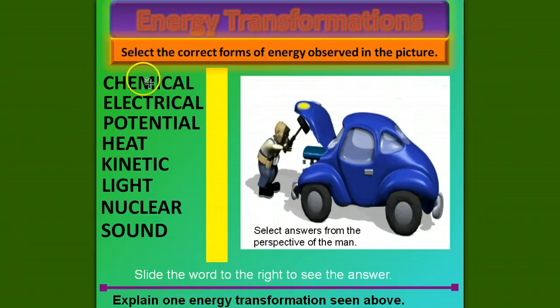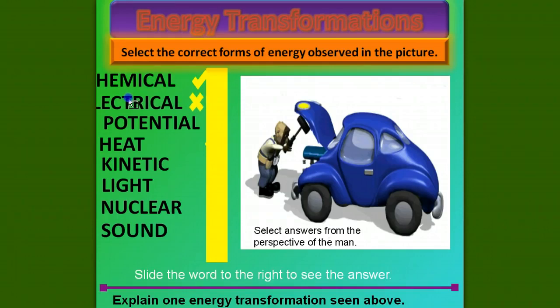Does the man have chemical energy? Sure. He had to eat in order to hammer. So he had to have had food inside his belly in order to use that hammer. What about electrical energy? Does the man have electrical energy? No. He doesn't have any wires hooked up to him. What about potential energy? Sure, he was in position right before he did this. He's in position to hammer down right now.